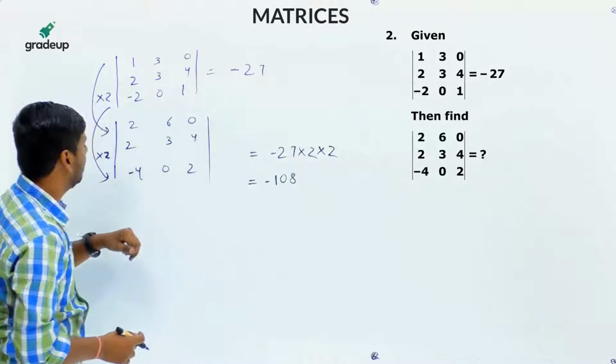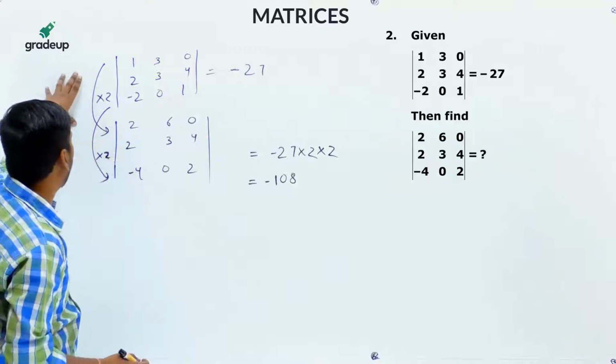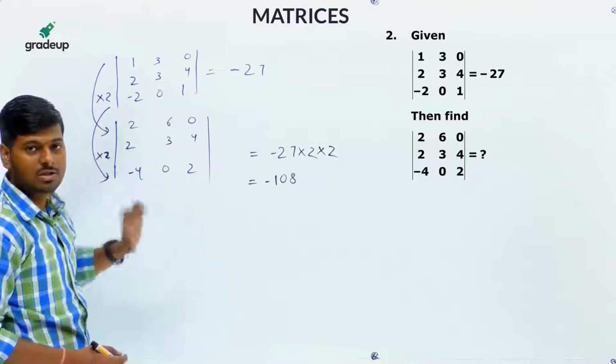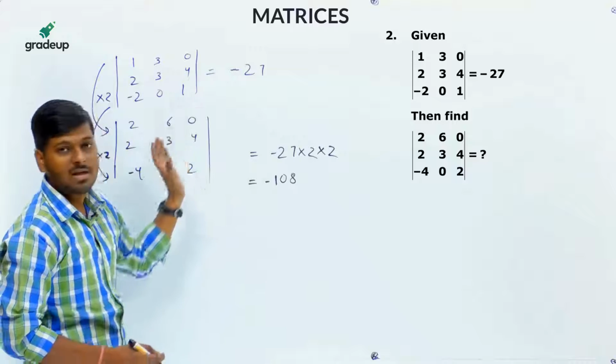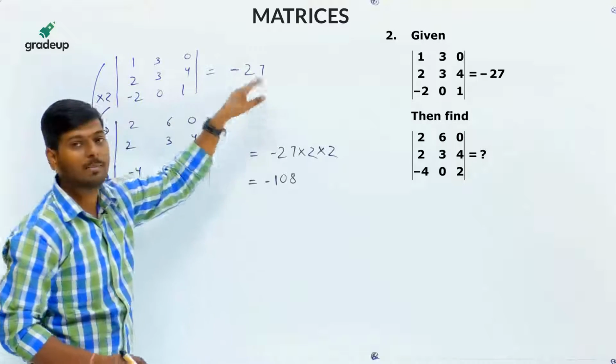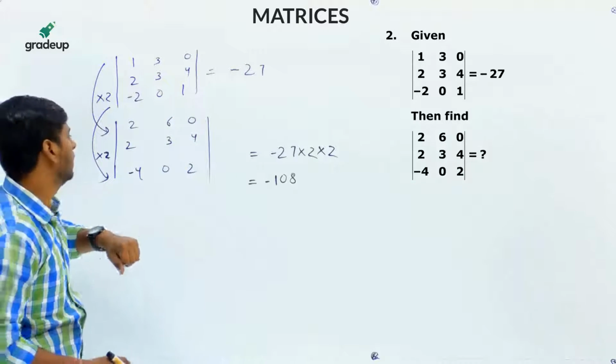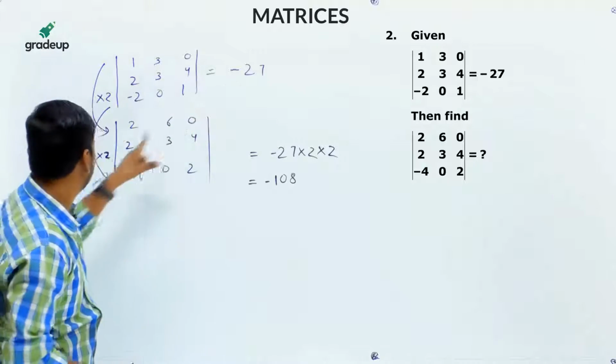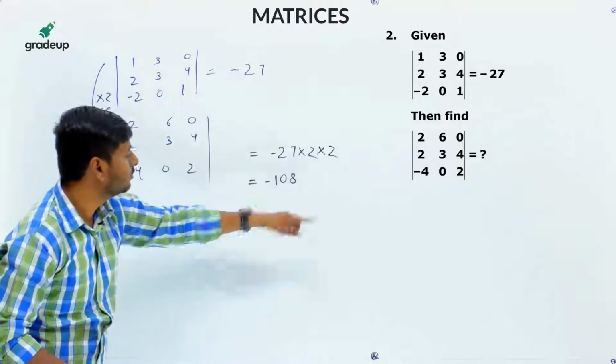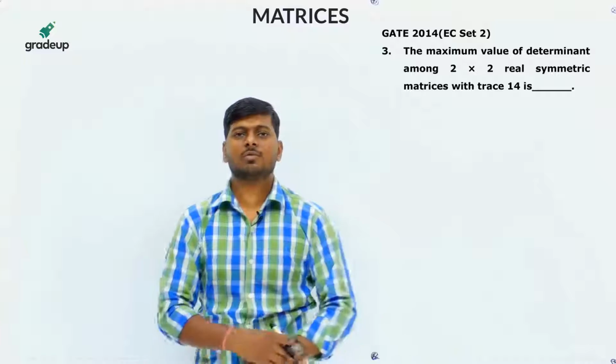So this is a very simple property. If a row or a column is multiplied by some constant, then we get the determinant as the constant multiplied by the given matrix determinant. So here 2 into minus 27 into 2, that is equal to minus 108. Let's move to the next question.